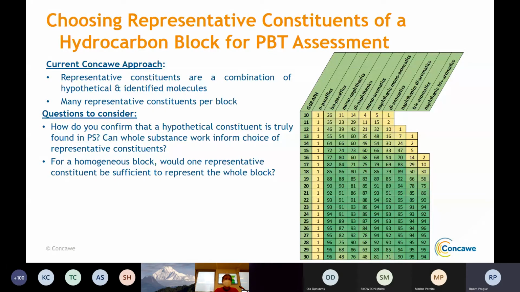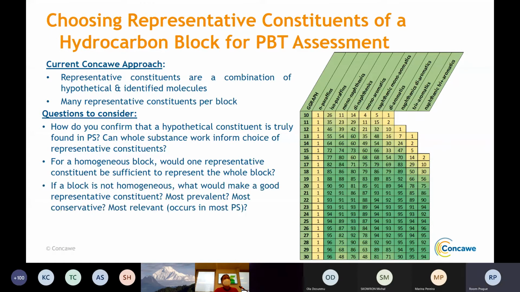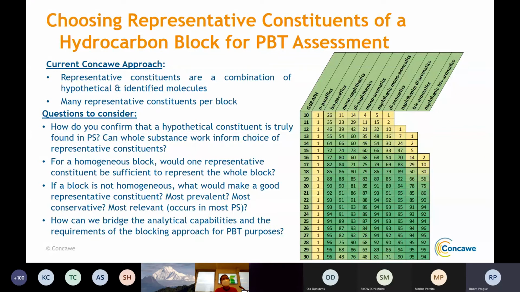And maybe we can push the comfort level with this. For one of the higher carbon number blocks, as was explained earlier, we would have more expected constituents. So would we be comfortable with one constituent for a block that is homogeneous, one constituent representing thousands? And if the block is not homogeneous, what would make a good representative constituent? Something that's the most prevalent or relevant, occurs in the most petroleum substances, or the most conservative? And how can we bridge the analytical capabilities that we have with the requirements of this new blocking approach?